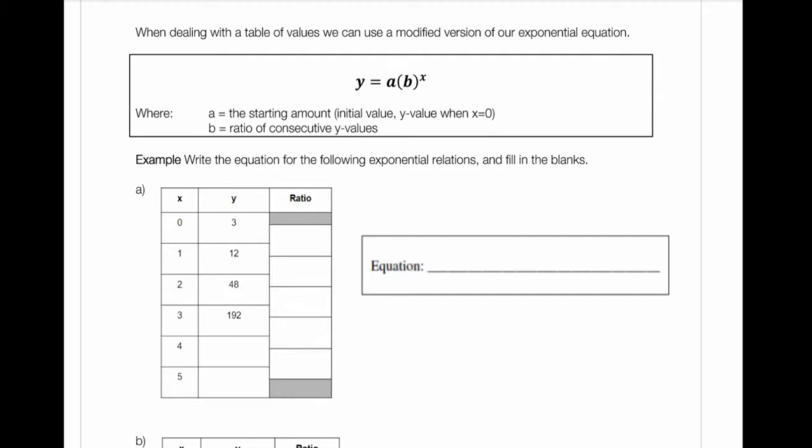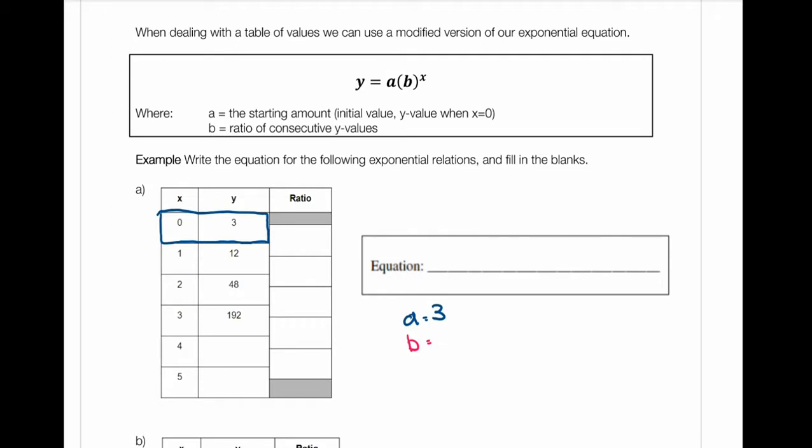So if I look at the first example, I'm looking for two things. One is my a value, or the starting amount, and the other is my b value, the ratio. Right off the bat, I can see my starting amount. It's the first value, x is 0, y is 3. So that's my starting amount, or my y-intercept, and that is what our a value is. So our a value is 3.